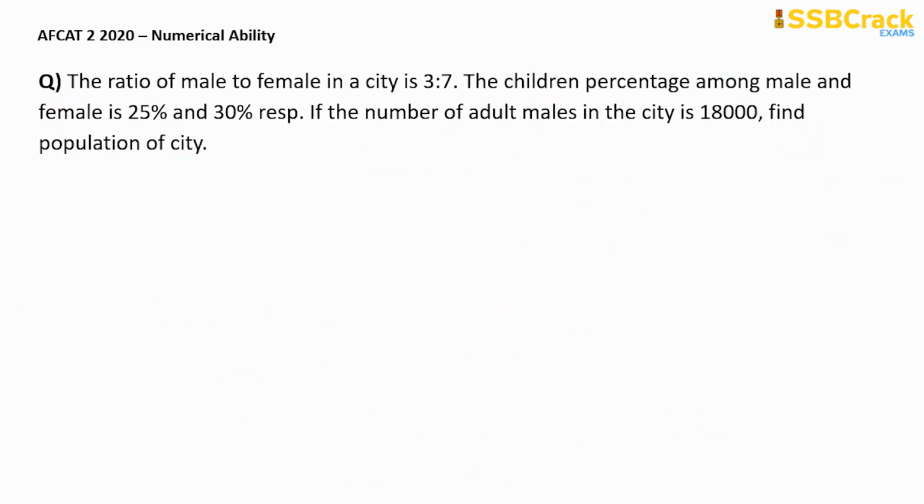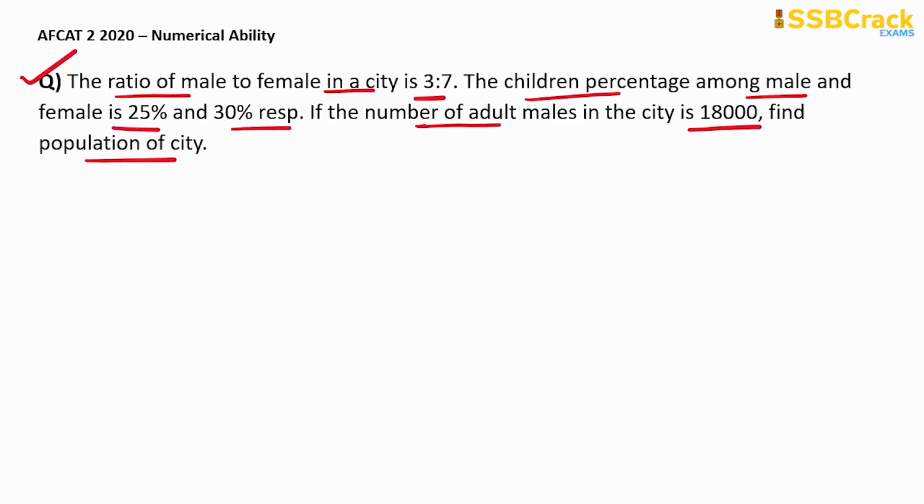Okay. Now coming to the next question. So the next question states that the ratio of male to female in a city is 3:7. The children percentage among male and female is 25% and 30% respectively. So if the number of adult males in the city is 18,000, find the population of the city.